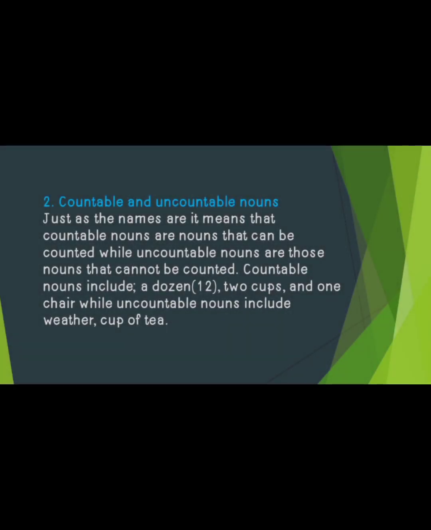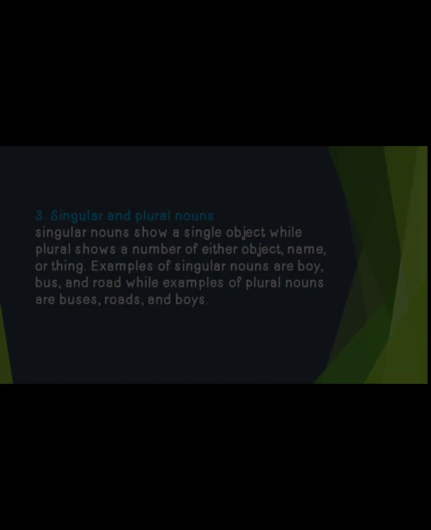On to the second category, countable and uncountable nouns. Just as the name suggests, countable nouns can be counted. Uncountable nouns cannot be counted. So countable nouns have a specific number: a dozen, 12. A tray, we know it's 30. Two cups, 2. But when we get to the uncountable nouns, they are nouns that cannot be counted, like weather, a cup of tea. You cannot count all those.